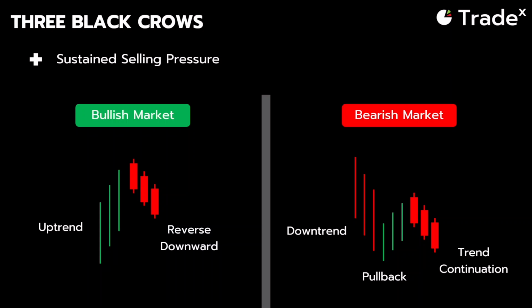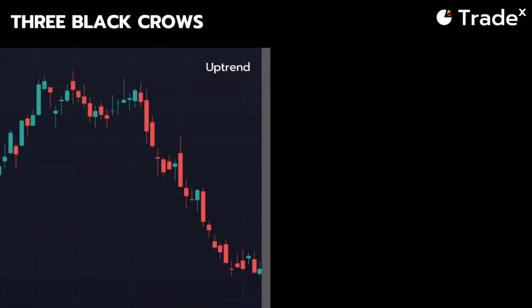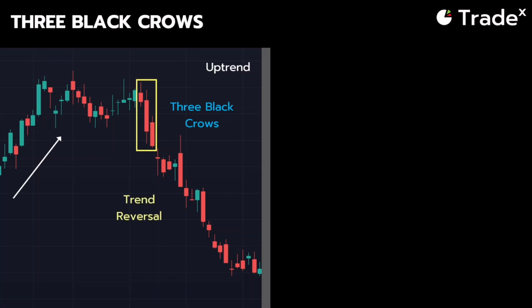In the real chart example, the price initially rises and then enters a consolidation period. This period is broken by the 3 black crows, confirming the downward reversal. Each of these bearish candles opens within the previous candle's body and closes lower, signaling sustained selling pressure. This pattern indicates a strong shift in market sentiment from bullish to bearish, suggesting further downward movement is likely.